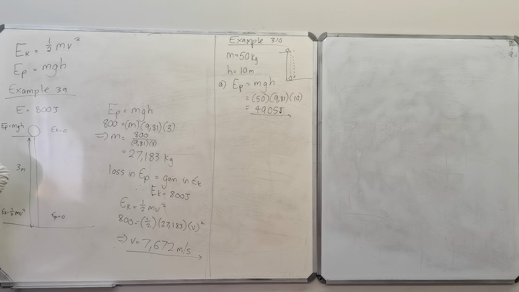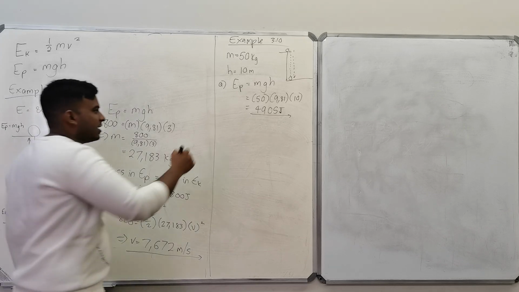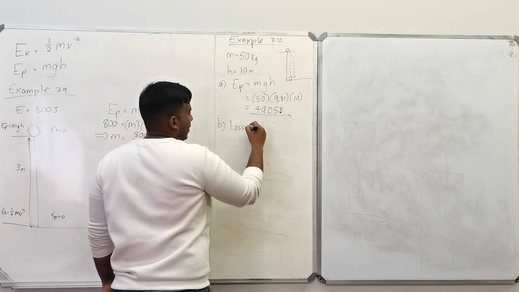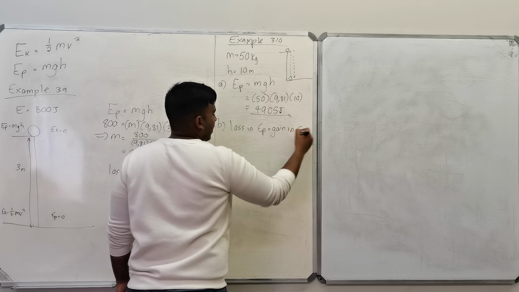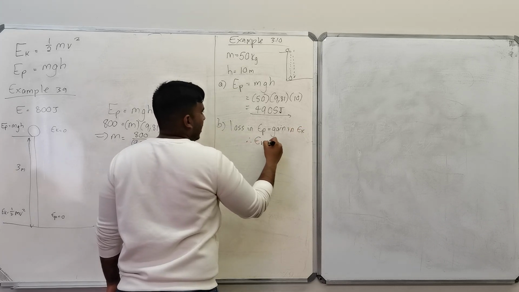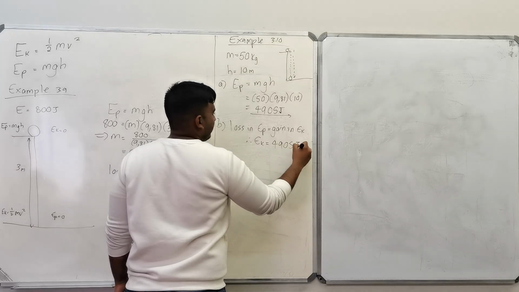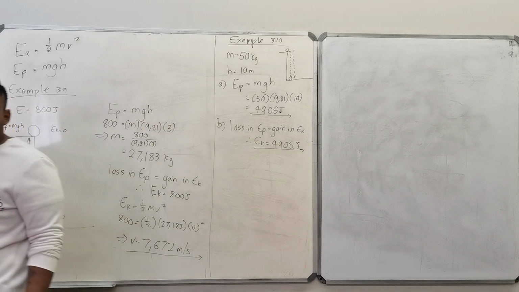How would you do that, guys? Kinetic energy just before it reaches the ground. You use conservation of energy, because do we have velocity to calculate that? To calculate that velocity, you still need to know your energy. So the only thing you can use here is a loss in EP is equal to a gain in EK. So therefore, your EK is equal to 4905 joules. Everybody okay with that?